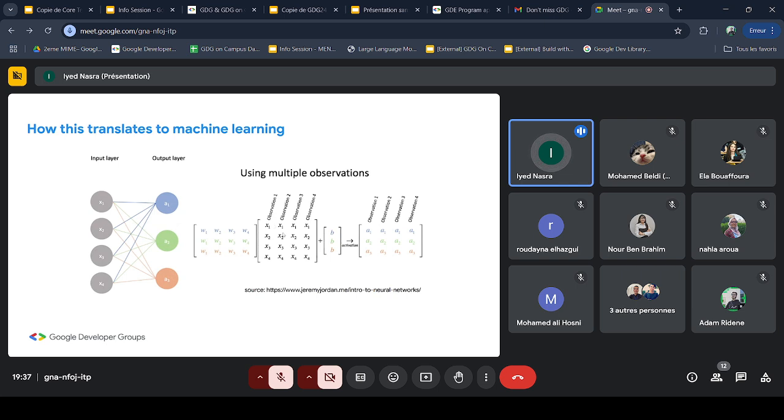And these observations, I know they're called X1, X1, X1, but it's actually X1 for observation 1, X1 for observation 2, and so on. And then there's our biases. Each neuron would have its own bias, blue and green and orange.